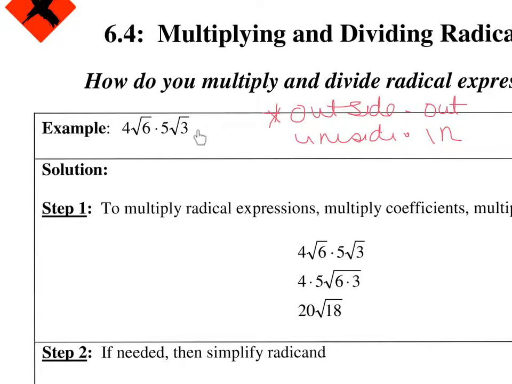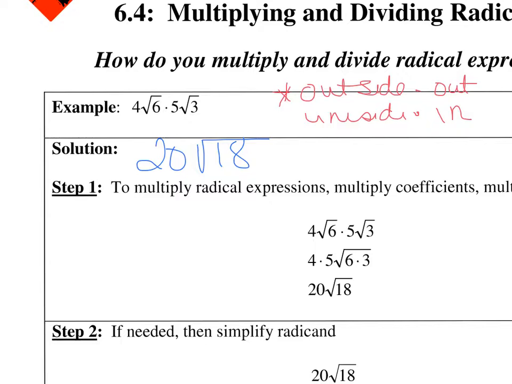So to multiply any radical expression, you multiply the coefficients first. So in this case, 4 times 5 would be 20. And then you multiply the radicands. 6 times 3 is 18. And that's great, and you're done unless your radicand can be simplified. And in this case, the 18 can be simplified.